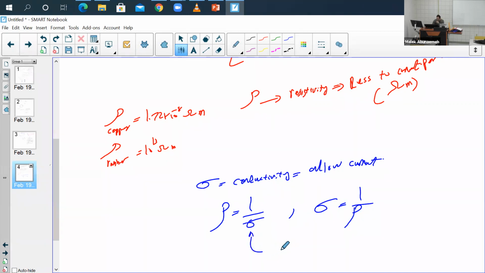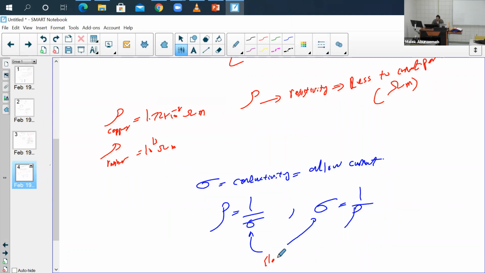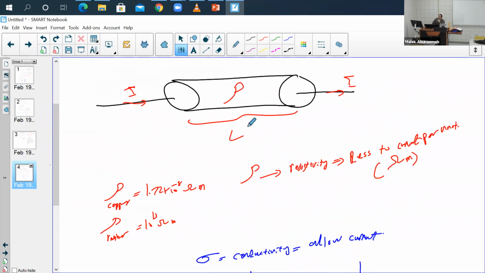This is your electrical conductivity. The resistivity is involved with the type of material it's made out of. If the resistivity is higher, that means you've got a bad conductor for electricity. If the resistivity is lower, that means you've got a better conductor for electricity.